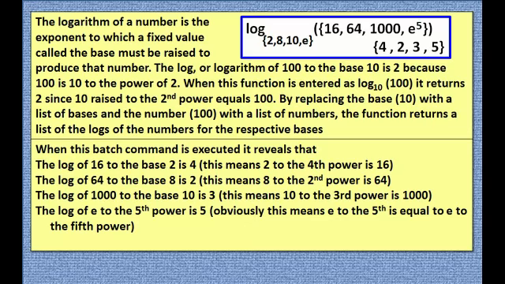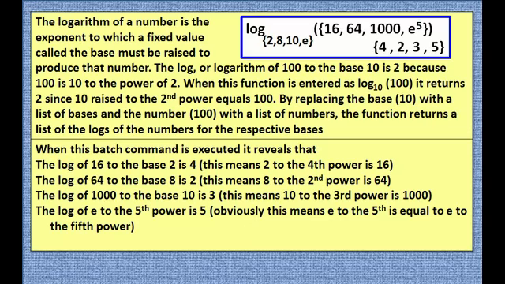By replacing the base 10 with a list of bases and the number 100 with a list of numbers, the function returns a list of the logs of numbers for the respective bases. When this batch command is executed, it reveals that the log of 16 to the base 2 is 4. This means that 2 to the fourth power is 16.